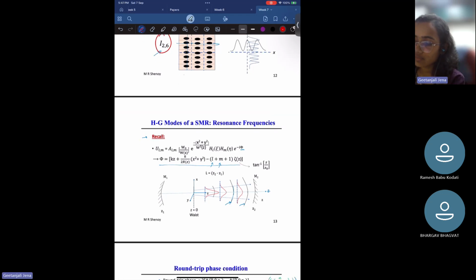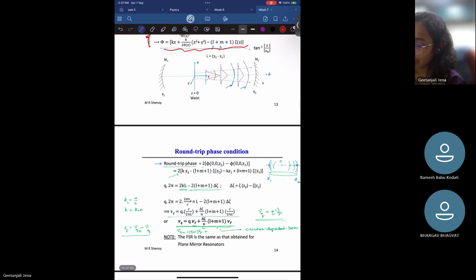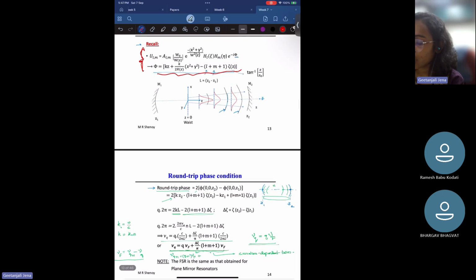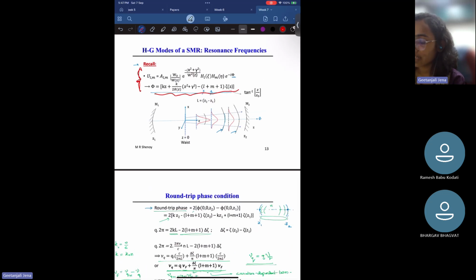Now we'll see what is the resonance frequency of this spherical mirror resonator. So these we have already seen before. These are Hermite-Gauss modes for the spherical mirror resonator, and there is a term here. This is the phase. Okay. And to find out the resonance frequency, we have to take those values of frequency for which the value of phi is an integral multiple of 2 pi.